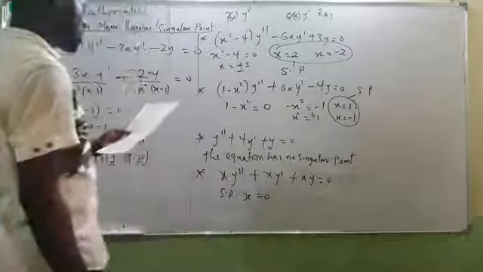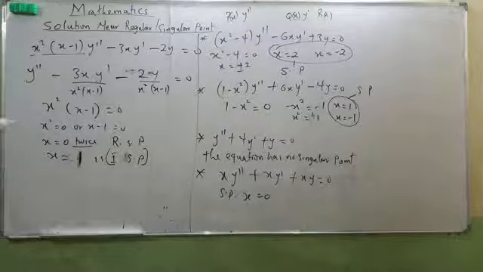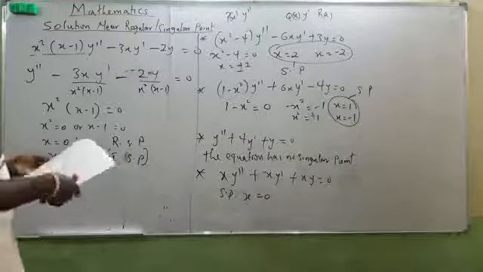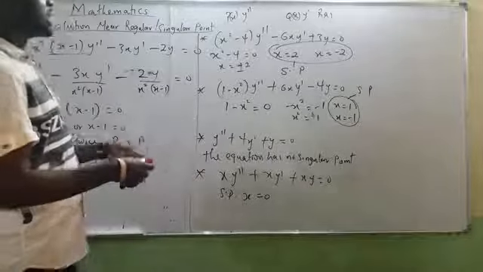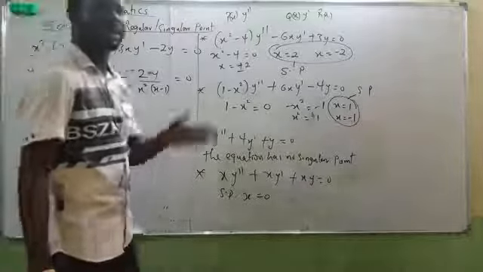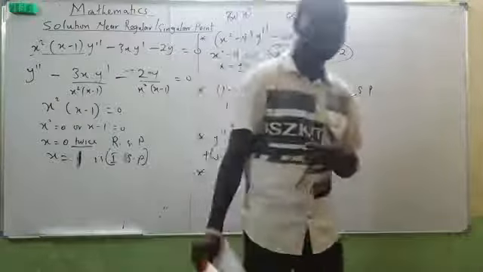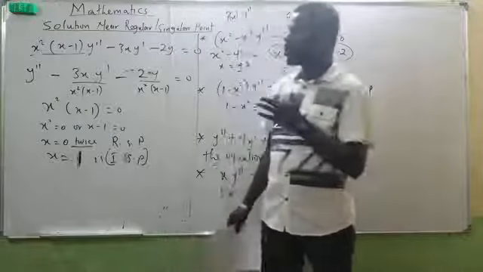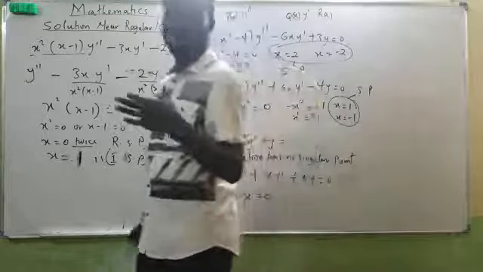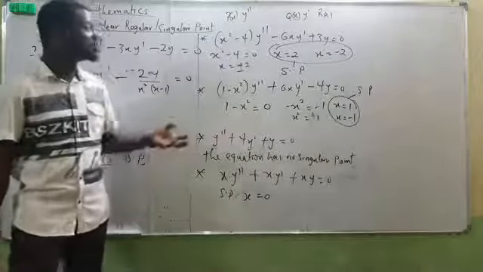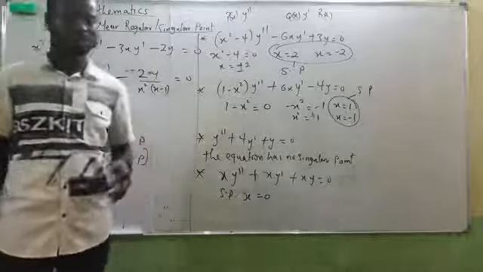I'm looking at my write-up. I think it should be fine with this without any issue. Now, you can see what is called regular singular point, and you can see what is called ordinary point, and you can see what is called irregular singular point.